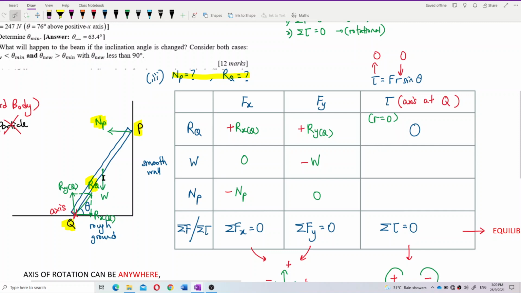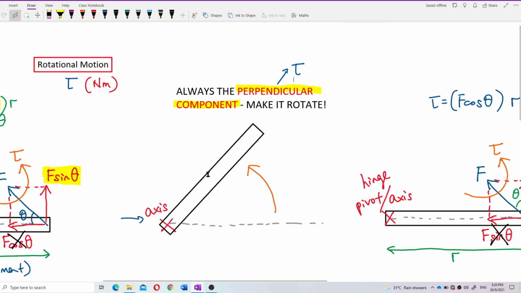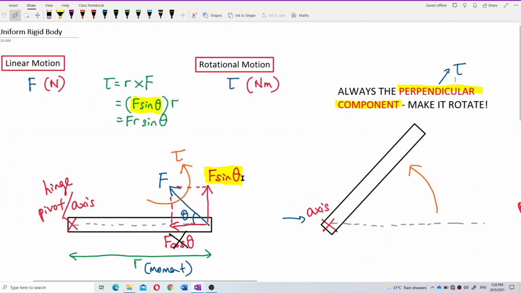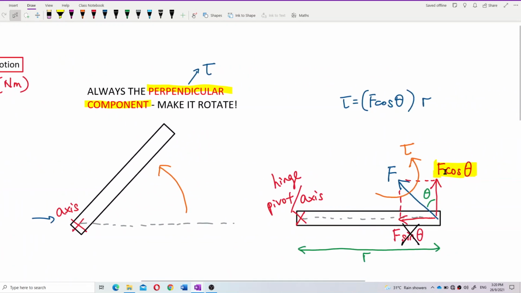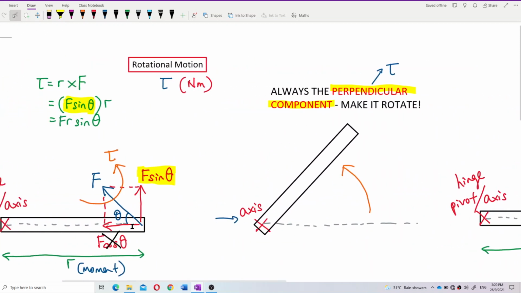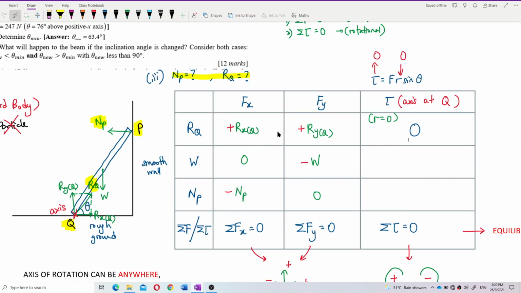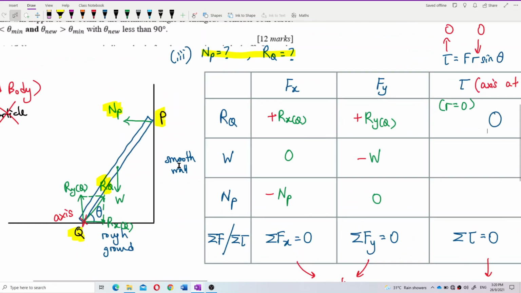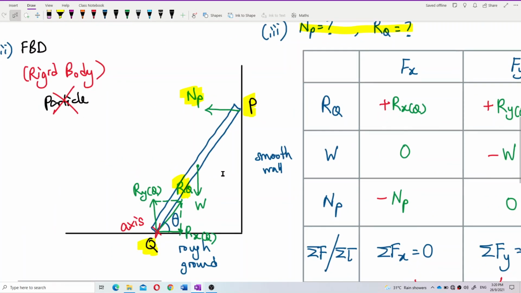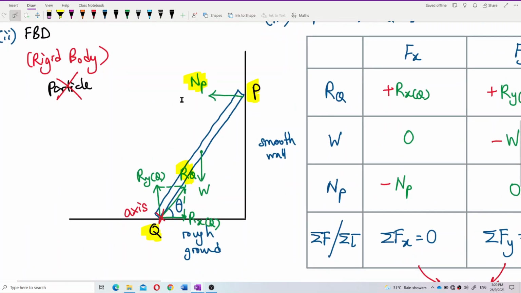Look at the weight. What is the torque? Back to our concept, always the perpendicular component makes it rotate. It can be F sine theta, can be F cos theta, so it depends on where the angle theta is. So find the perpendicular component. What you have to do is resolve this weight into two components. This is the distance.